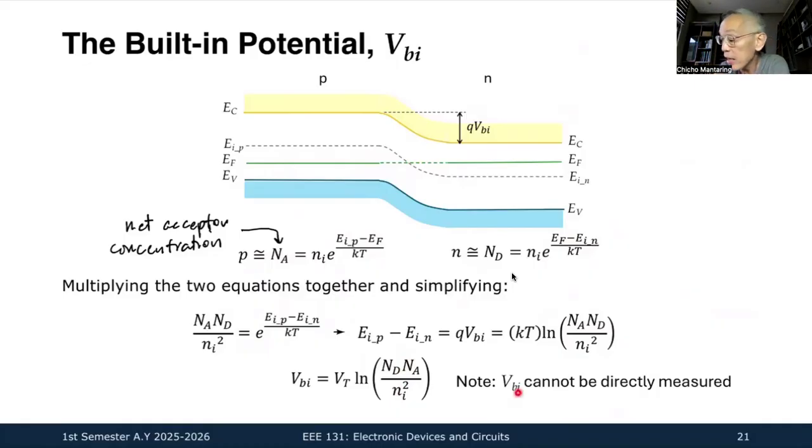Now note that this cannot actually be measured directly. There is no way you can probe a semiconductor to determine what VBI is, because the minute you probe a semiconductor, you also get some potential between your probe and the semiconductor. If you had a way of probing the voltage without actually making contact, then you could measure VBI, but if you're probing it, you will not be able to measure VBI. So this is an important equation, something that you have to be familiar with.